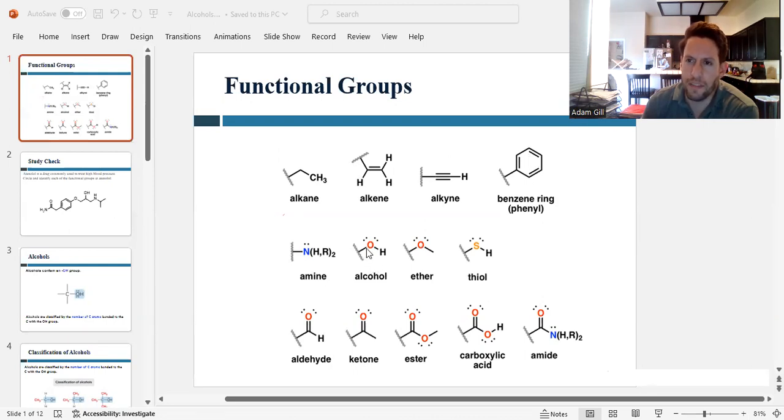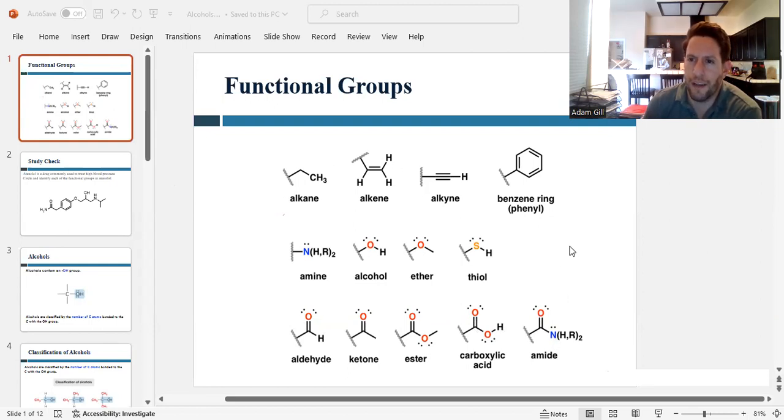An alcohol is an OH. An ether is an oxygen between two carbons. A thiol is a sulfur and a hydrogen. An aldehyde is a carbon double bonded to an oxygen next to a hydrogen. A ketone is a carbon double bonded to an oxygen sandwiched between two carbons. An ester is a carbon double bonded to oxygen with an oxygen and then another carbon. A carboxylic acid is a carbon double bonded to oxygen with another OH, and an amide is a carbon double bonded to oxygen with a nitrogen.